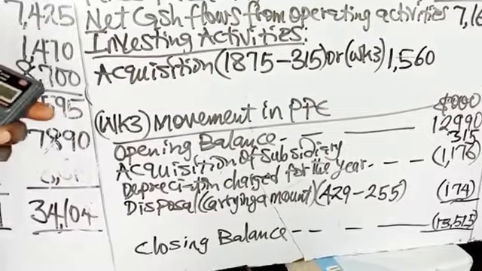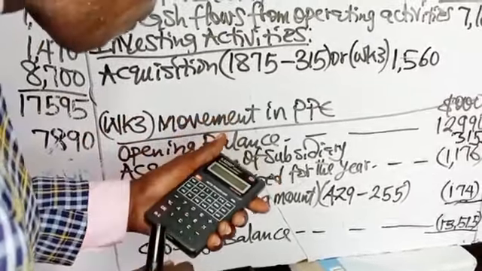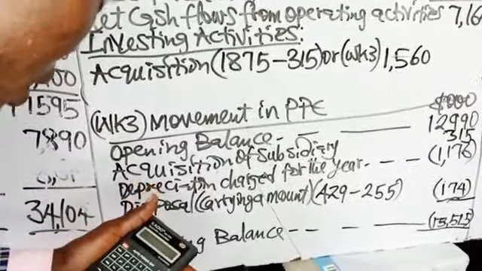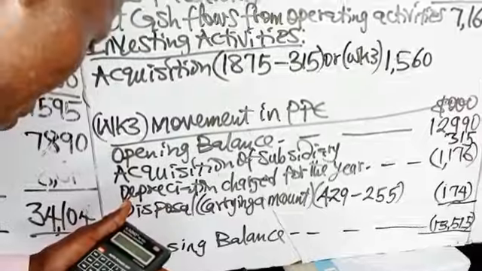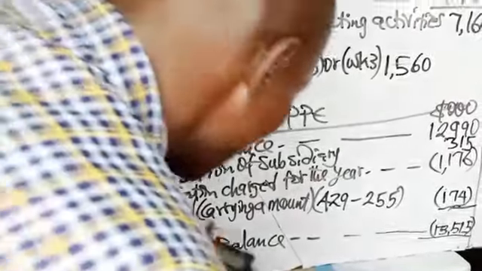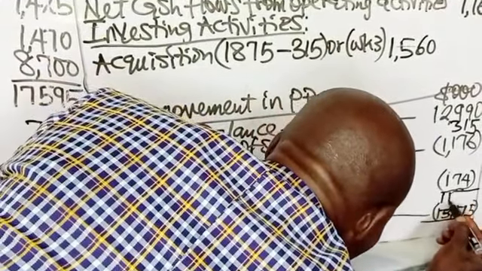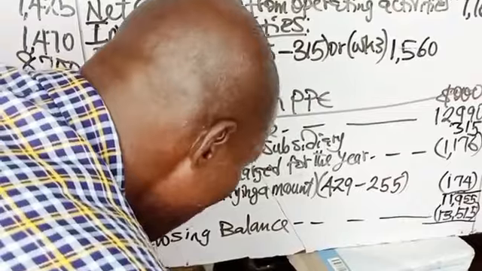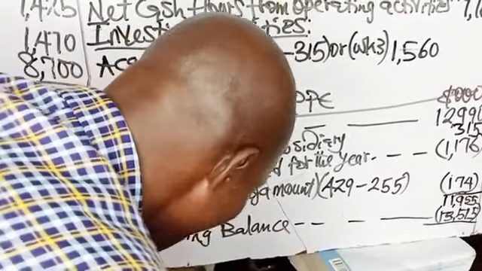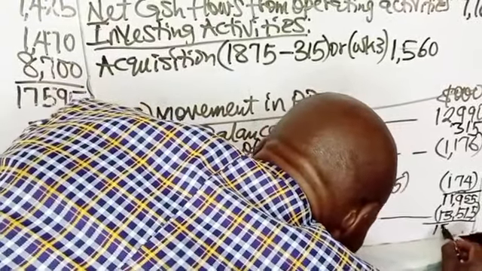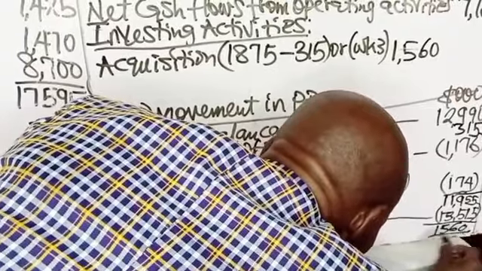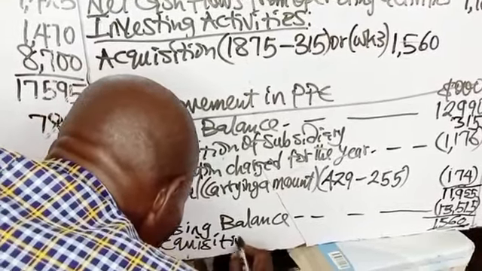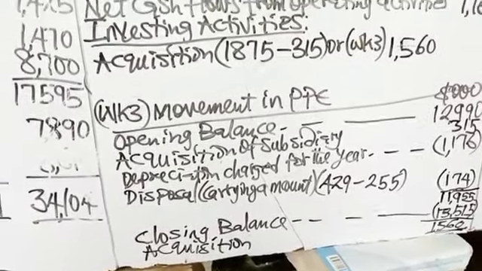So we have 12,990 plus 315 minus 1,176 minus 174. So that is 11,955. If you subtract that from the closing balance of 13,515, you have 1,560. That is the acquisition of PPE during the period. That will be reported as investing activities.